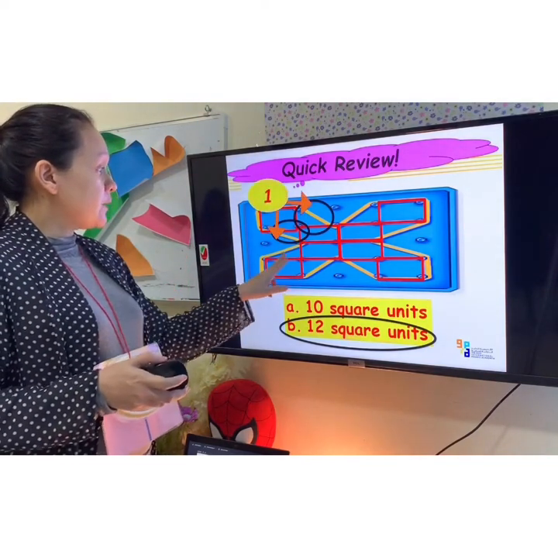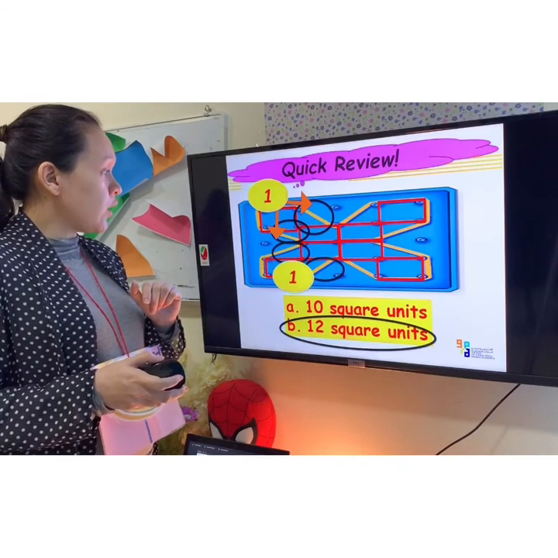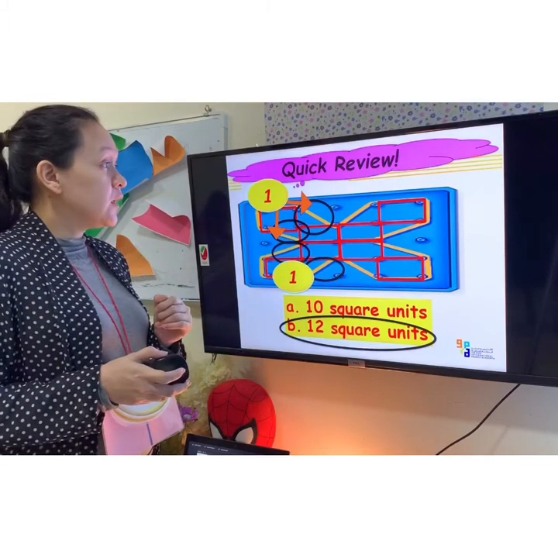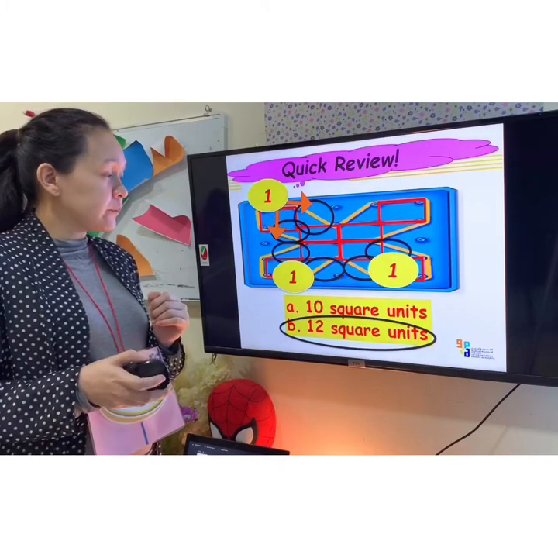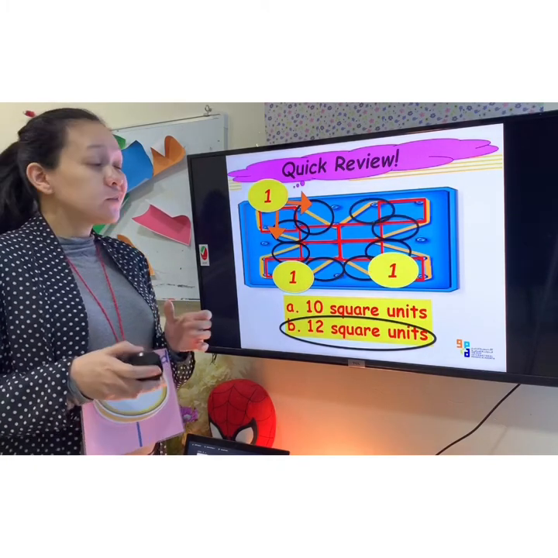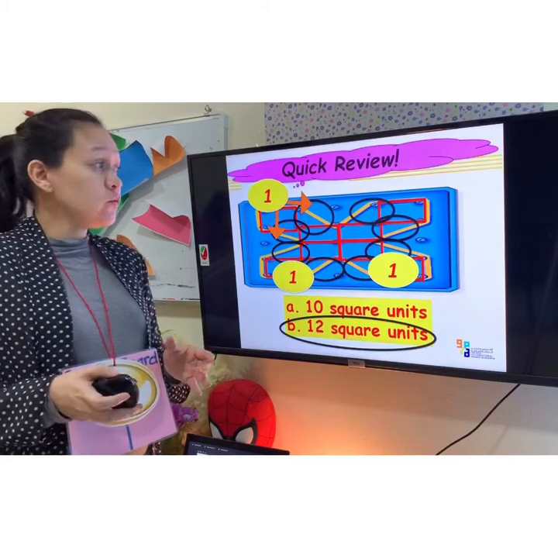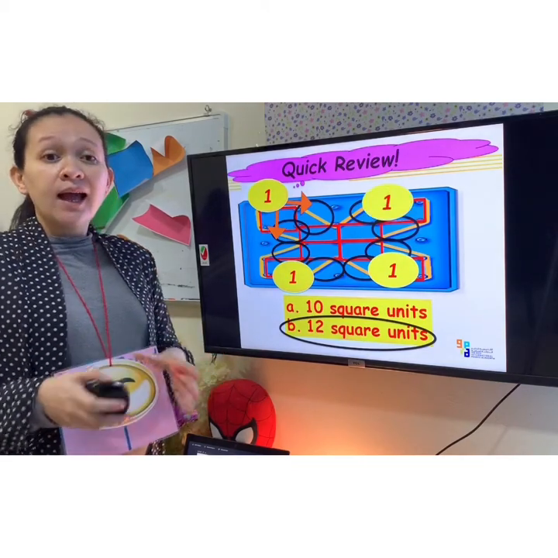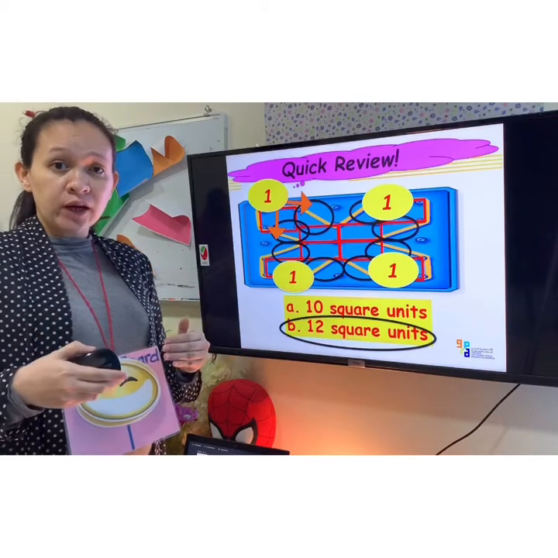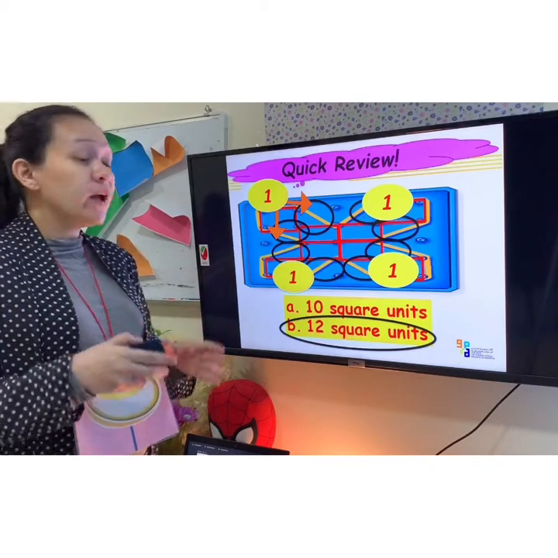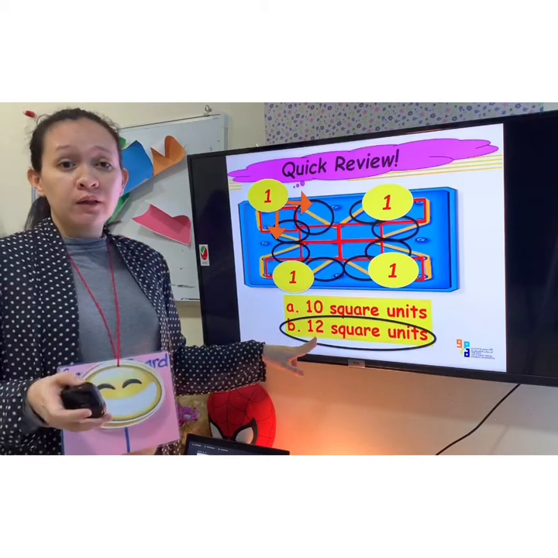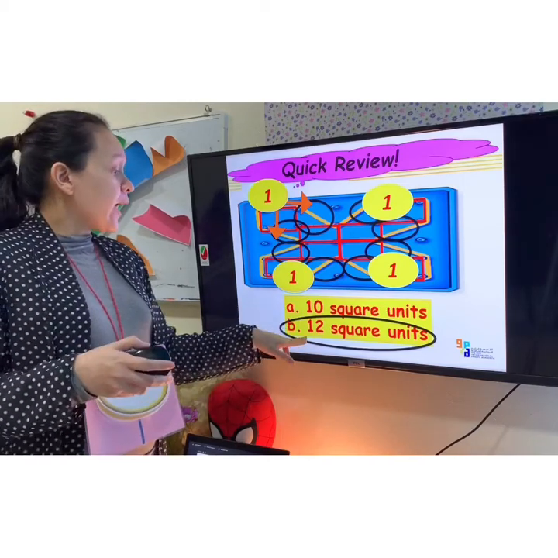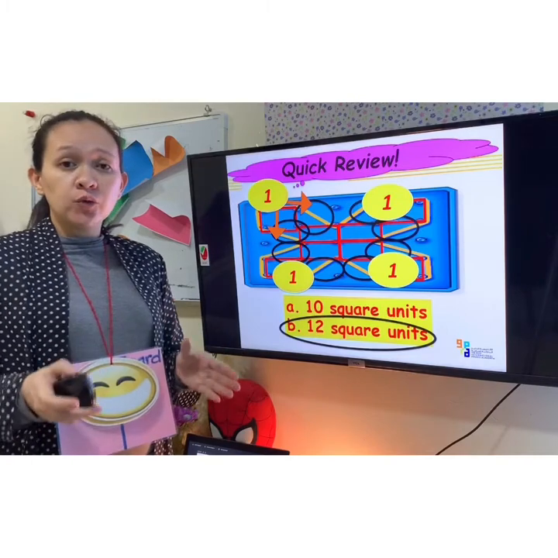Now let's move again here. 1 and 2. 2 halves, it is equivalent to 1. 1 and 2. 2 halves is equivalent to 1. 1 and 2. 2 halves again is equivalent to 1. So we are going to add the whole squares and the half squares. So 8 plus 4, the total is 12. So this figure has the area of 12 square units.